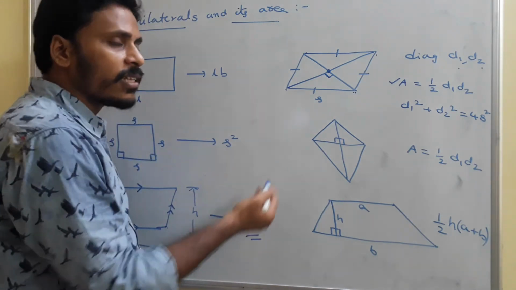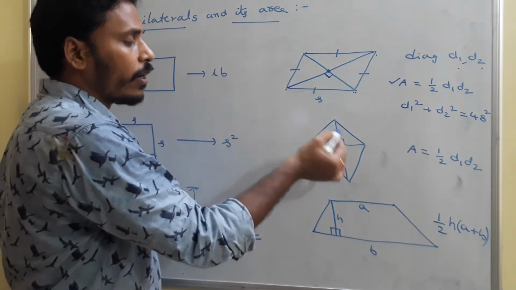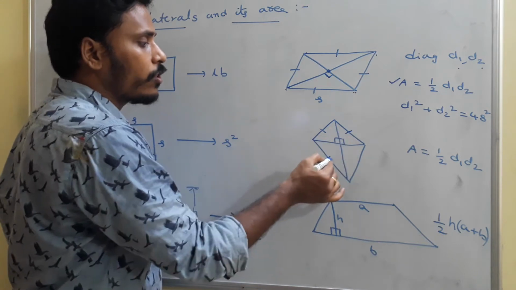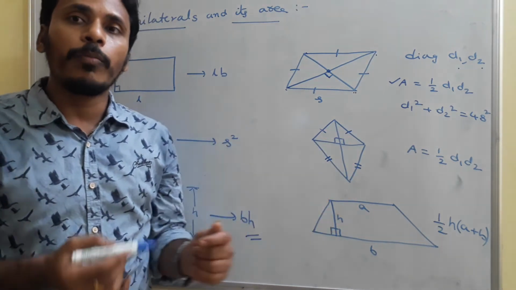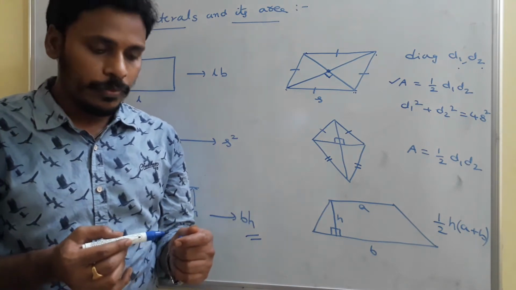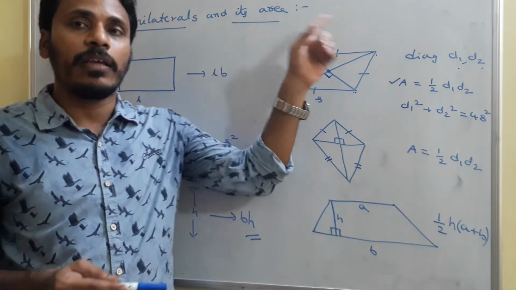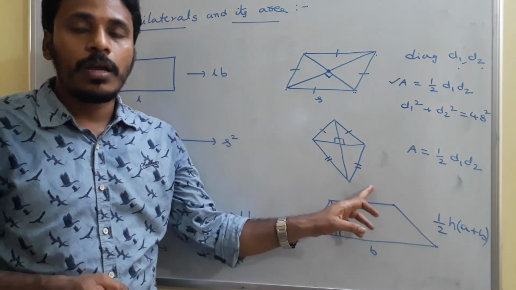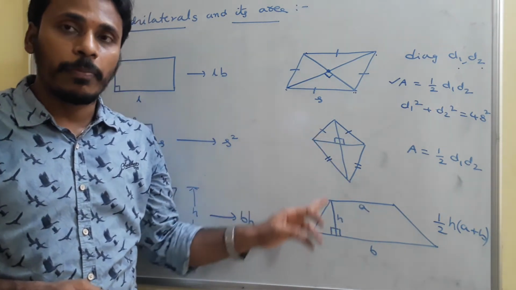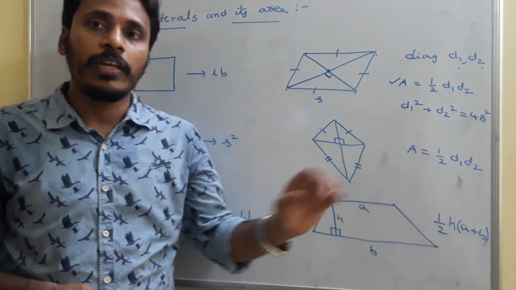Then coming to a kite. Kite means it looks like the shape of a kite actually. So for a kite, these two sides are equal, these two sides are equal. There is a small difference between rhombus and kite. Some people may get confused between these two. In a rhombus all sides are equal, whereas in a kite only adjacent sides are equal. And in this kite again the diagonals are perpendicular, so its area is half D1, D2.